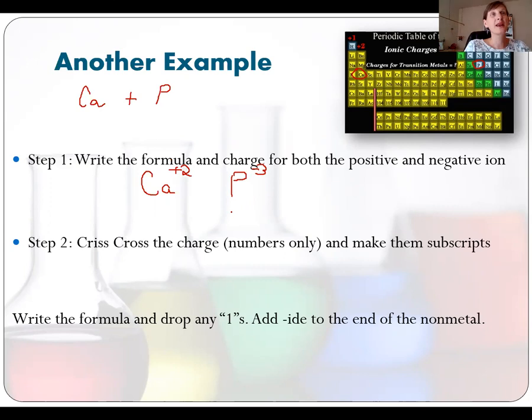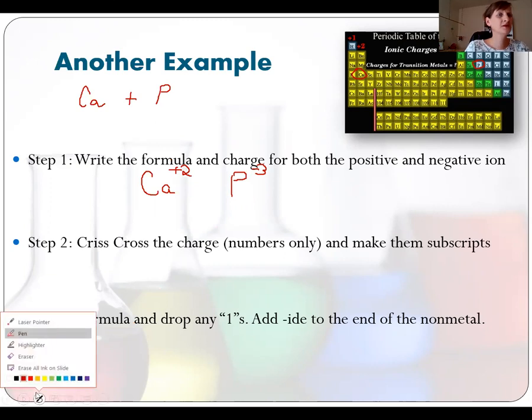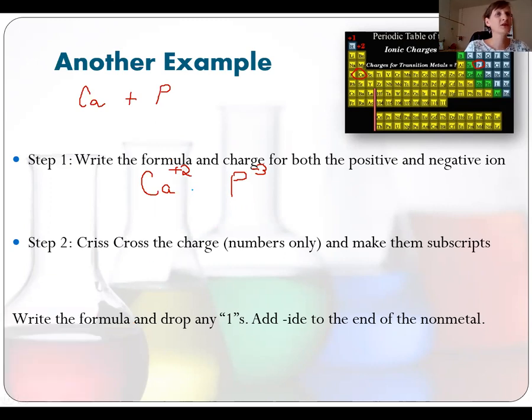All right, so now we have the formulas and we have the charges. Now we can cross them. Let me change colors. So I'm going to take calcium's charge and put it down under phosphorus. And I'm going to take phosphorus's charge, and these are always positive because subscripts tell you how many you have, and you can't have a negative number of atoms in a formula.